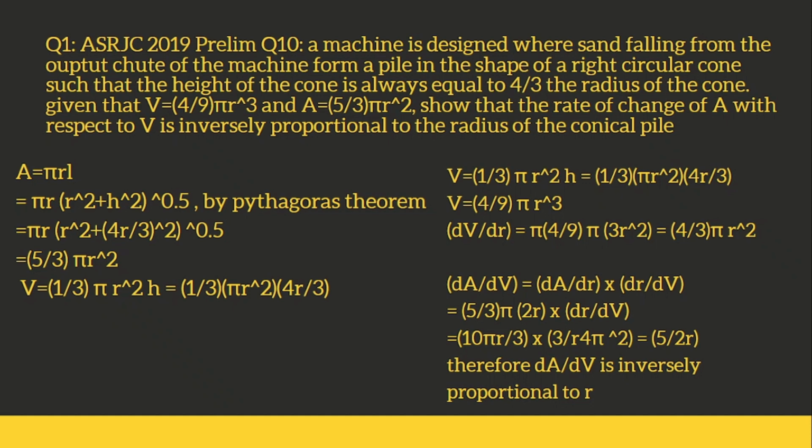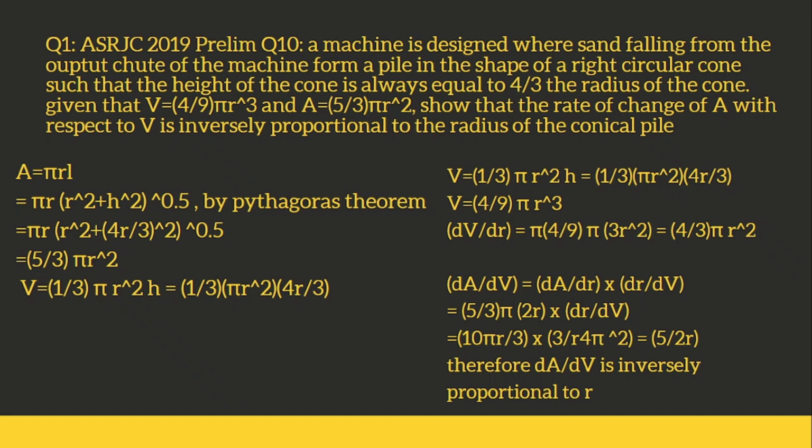Afterwards, we will get pi r times the square root of r squared plus h squared. Then we can insert our (4r/3) squared, because the question says that the height of the cone is always equal to 4/3 of the radius of the cone. We can simplify the expression to get 5/3 pi r squared. Likewise, the volume is 1/3 pi r squared h, and we can replace h with 4r/3. Looking at the right hand side of the slide, volume is equal to 1/3 pi r squared times 4r/3, which simplifies to 4/9 pi r cubed.